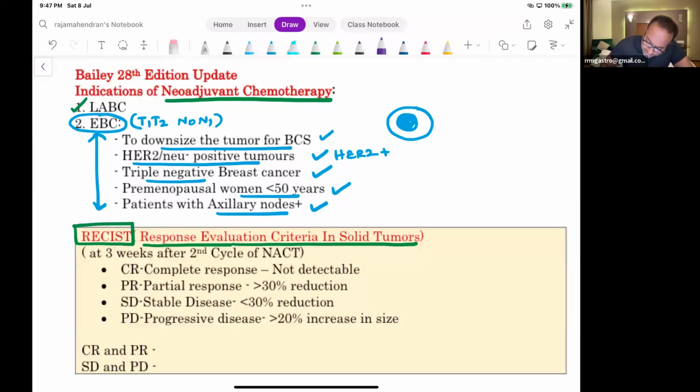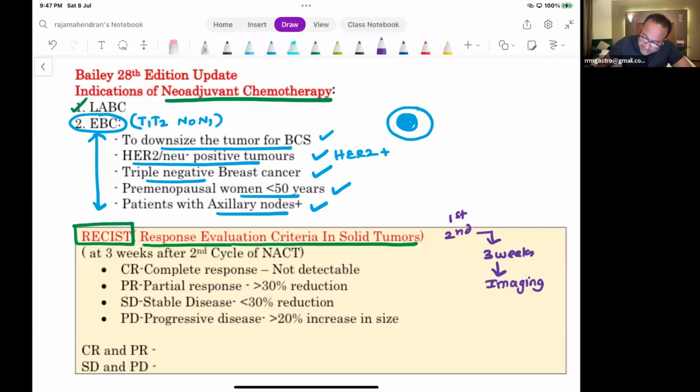So after the first cycle, then the second cycle, three weeks after finishing the second cycle, what should I do? I should do an investigation. After three weeks of chemotherapy you should do the investigation. You can even do an MRI or a mammography; you should do imaging.